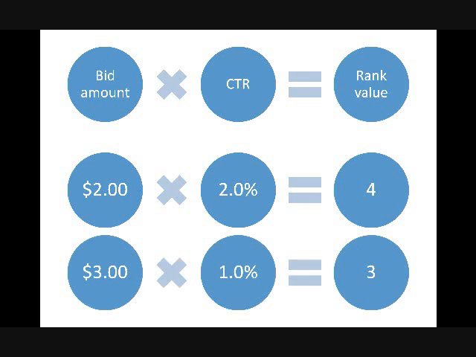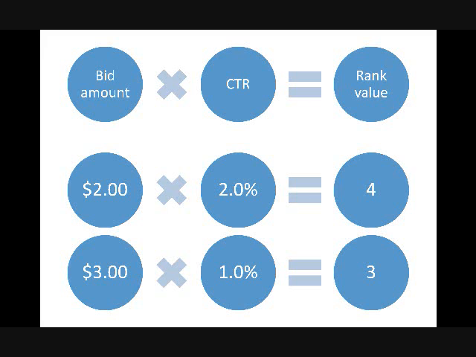Now I come along and I say, I'm willing to bid $3 per click because I've got deep pockets, but maybe my ads aren't as well crafted, or maybe my institution is not as well known as yours. For whatever reason, people are only clicking on my ad 1% of the time, which means I get a rank value of 3. Now, in the pay-per-click systems, this would mean that your ad would actually appear above mine in the list of ads, even though I'm willing to pay more money.